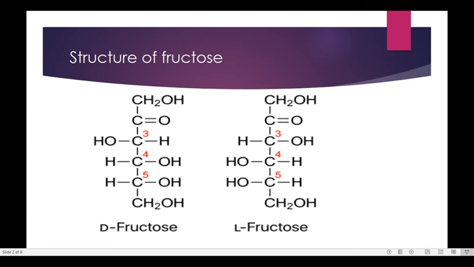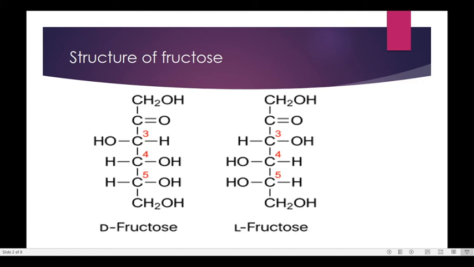Then it has 5 hydroxyl groups. So since it has 3 asymmetric carbon atoms, that is carbon 3, carbon 4 and carbon 5, these 3 are asymmetric carbon atoms, so it has 2 to the power 3, that is 8 isomers.